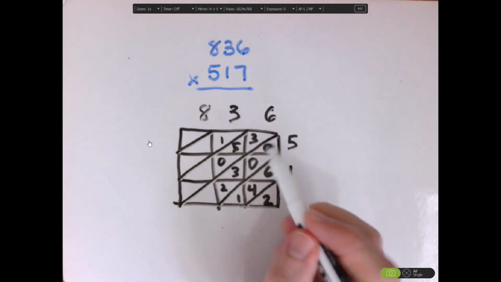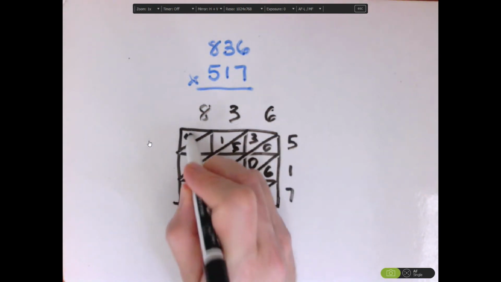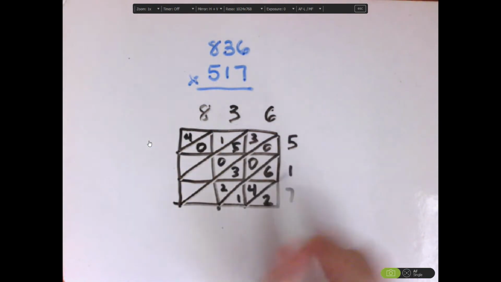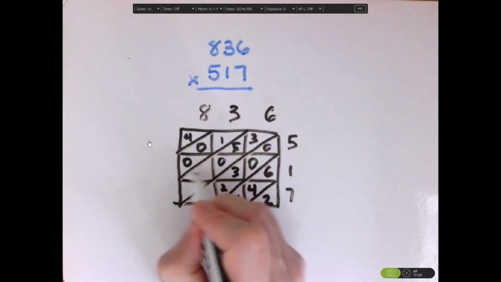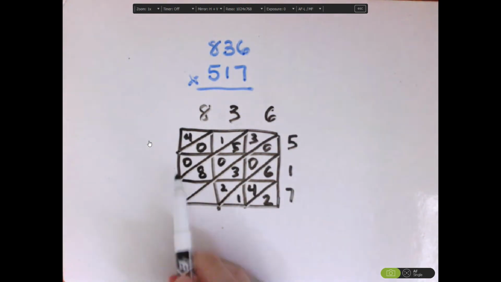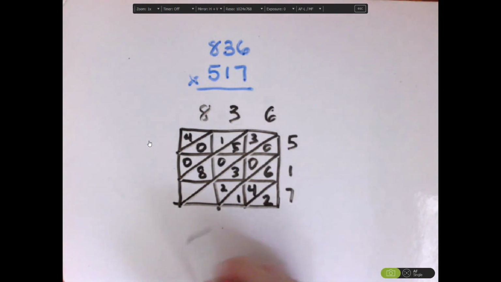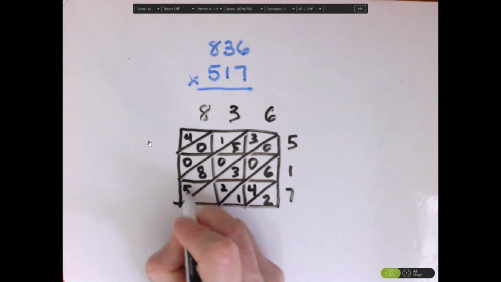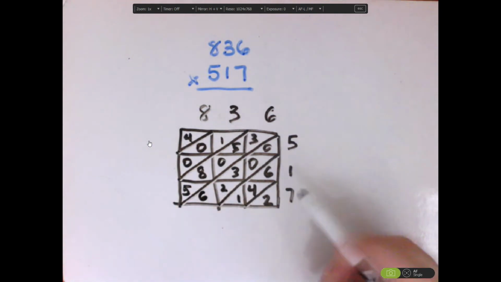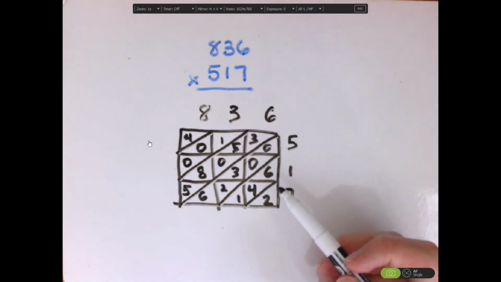Now we're going to do 8. 8 times 5 is 40. 8 times 1, 0 and 8. Always put the 10s there and the 1s place there in the bottom corner. And then 8 times 7, which is 56.